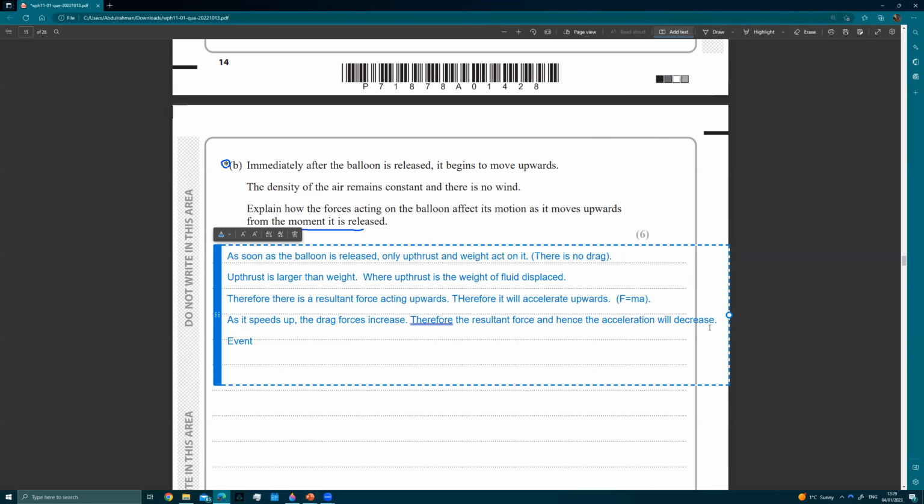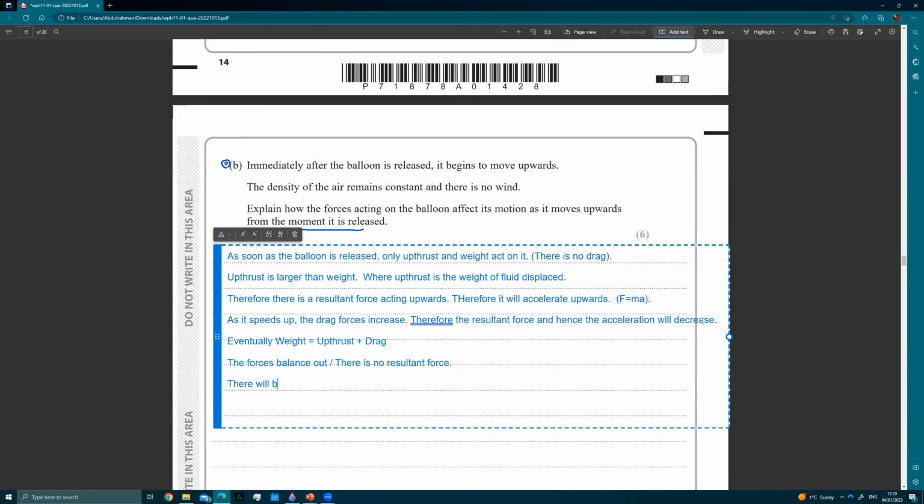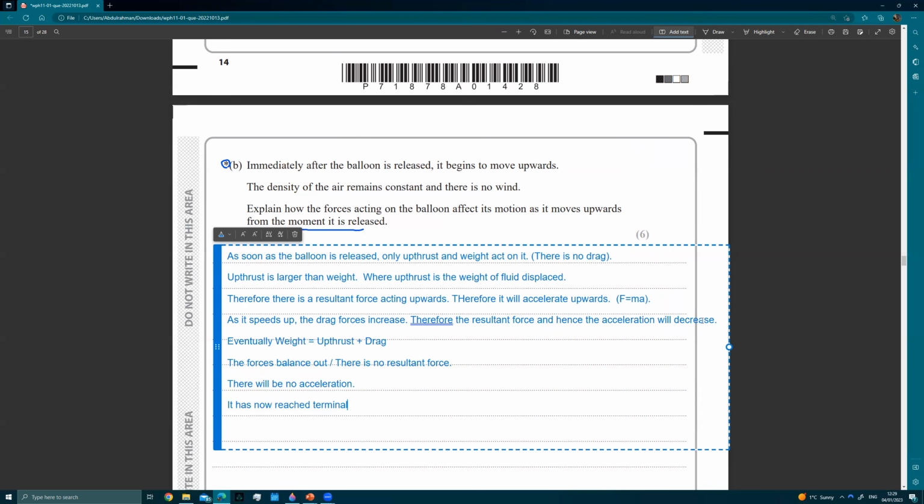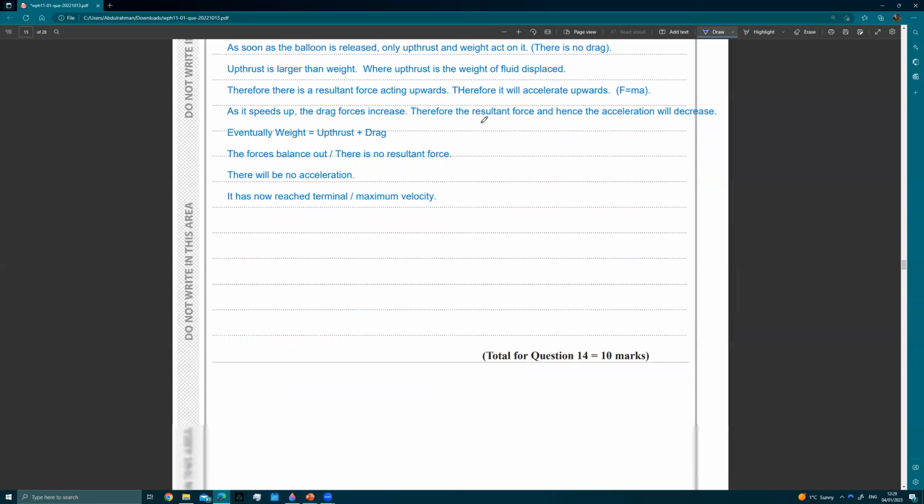Eventually, what will happen? The forces balance out. Well, what are the forces? Well, eventually, weight is equal to upthrust plus drag, right? So plus drag or plus air resistance. So that's what happens eventually. The forces balance out, i.e. there is no resultant force. That means there will be no acceleration. We could say it has now reached terminal, or you could say maximum velocity. Right, so everything links together smoothly. I would hope to get 6 marks.